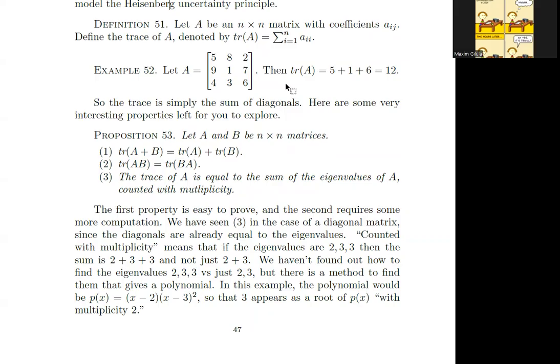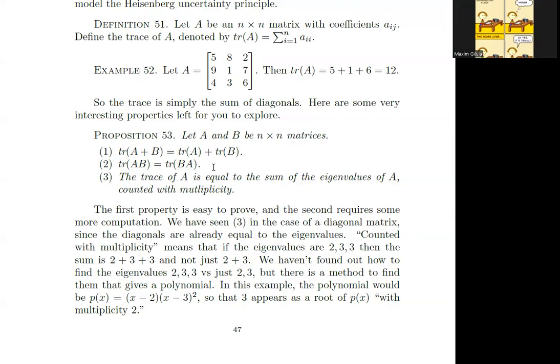Here are some properties that you can explore. If I have two matrices that I can add or multiply, then the trace of A plus B is trace A plus trace B. Also, trace AB is trace BA. But something subtle is if you have an arbitrary product, it actually doesn't commute in all different ways. It's just in this way. You can move the leftmost matrix to the right side.